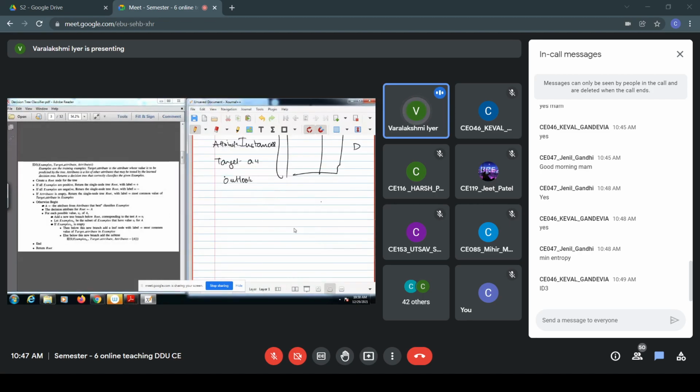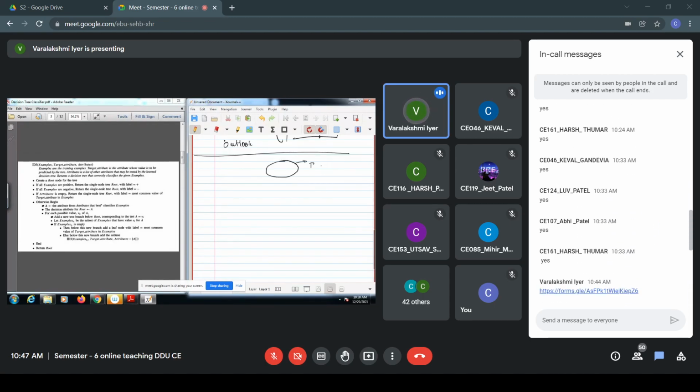So now we are going to build the decision tree classifier based on this. First step is to select the root node. Okay, first step is to select the root node. So before that, we'll observe our data.